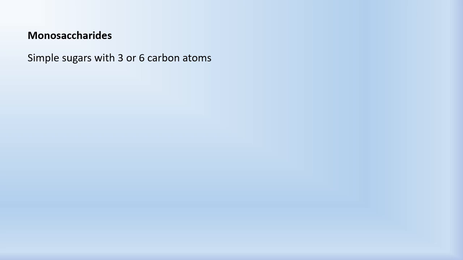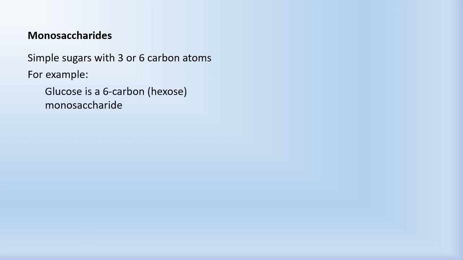Monosaccharides are simple sugars. They have 3 to 6 carbon atoms. So a good example is glucose. Glucose is a 6-carbon monosaccharide. It's known as a hexose, hex for 6. The chemical formula of glucose is C6H12O6. So we've got 6 carbons, 12 hydrogens and 6 oxygens.